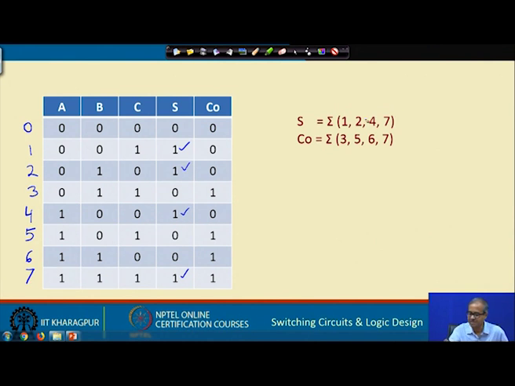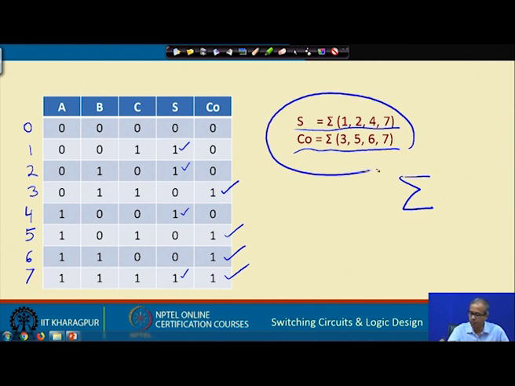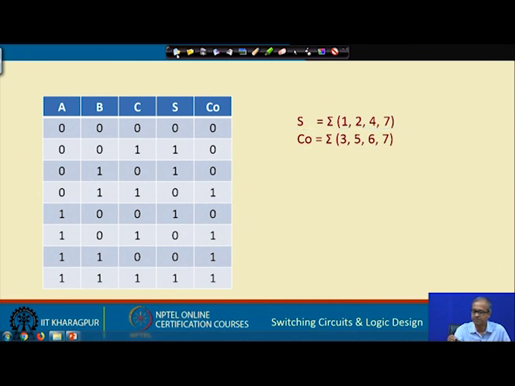So, I write it like this: summation or sigma notation. Sigma means sum 1, 2, 4, 7. Similarly, carry is 3, 5, 6, 7. So, this is a compact way of representing the canonical sum of products. This 1, 2, 4, 7 or 3, 5, 6, 7, they all represent nothing but some minterms of the function. They represent one row of the truth table, right. This is one way in which we can represent.